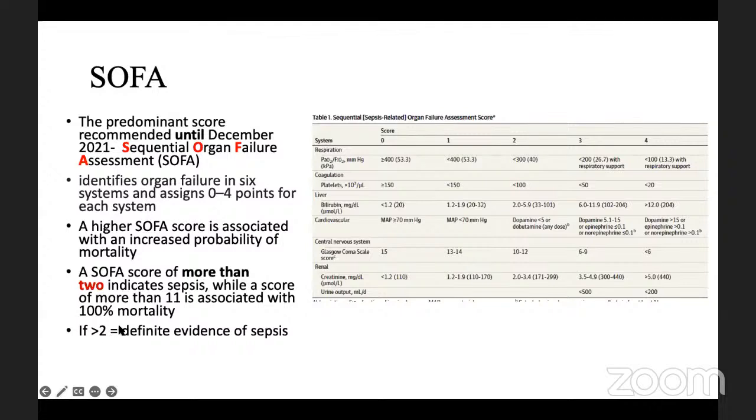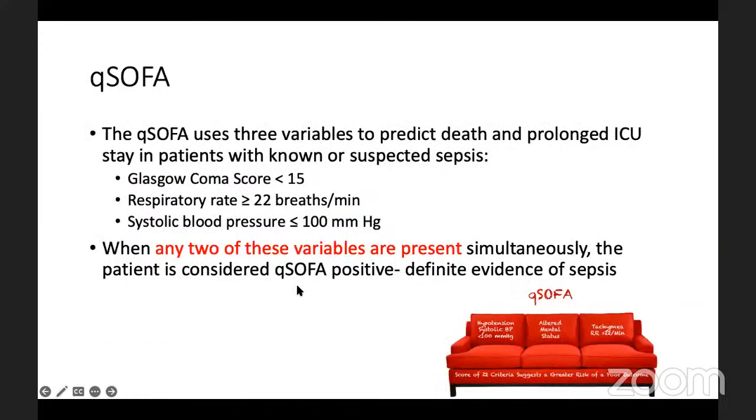If the score is more than 2, it indicates definite or probable sepsis. Just one reading of platelet count less than 100 indicates a positive SOFA. So don't give up on the SOFA score anyway. Keep it as the second column. It evaluates respiratory system, coagulation through platelets, liver function, cardiovascular mean arterial pressure, and consciousness, which SIRS didn't include, and renal functions. Okay, the next one is qSOFA.